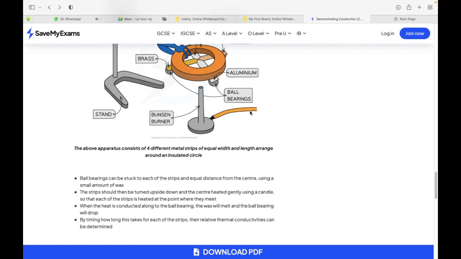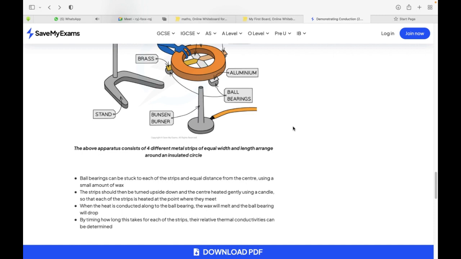Each metal does not conduct exactly the same way as another one. So different metals conduct differently. They have different rates of heat transfer. So that's what this experiment is trying to demonstrate to us. Now, the ball bearings can be stuck to each of the metal strips, and we place them at equal distance from the center, using a small amount of wax. We use a small amount of wax to ensure that they all have the same distance from the center. Remember, here is the center. They all have the same distance.